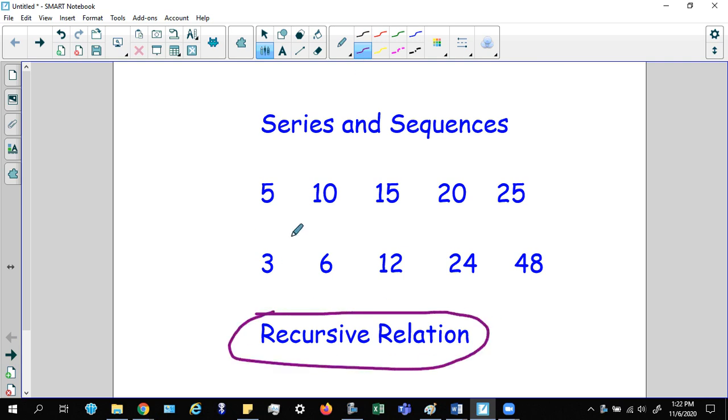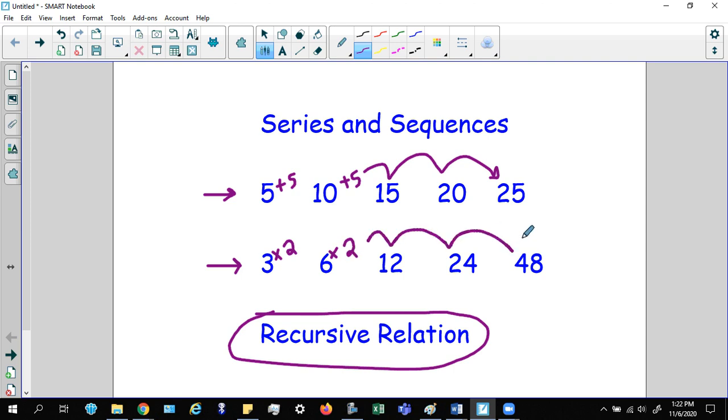All right, so these are two very basic sequences. If you notice, in the very first one you are adding 5, and you continue that through every single term. Same thing for the next one, except now you're not adding anymore, now you're multiplying by 2. You're doubling every single time, and it continues every single time. So what we have here is a series and sequence.